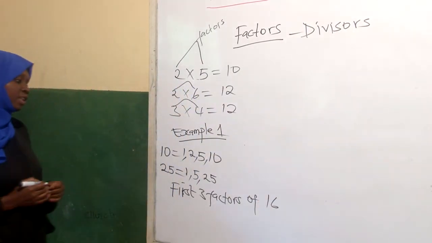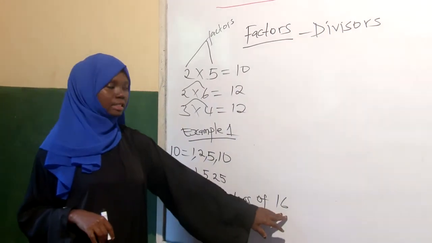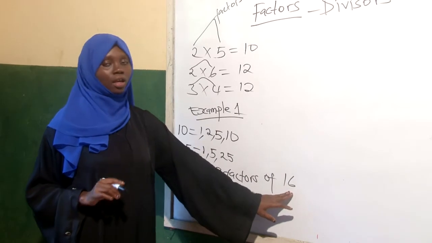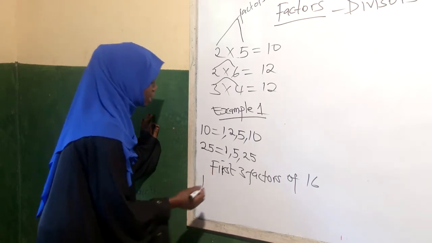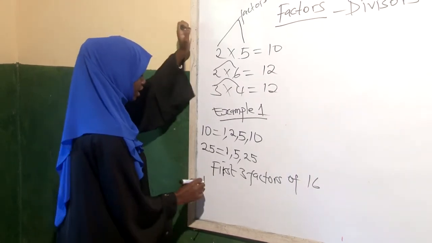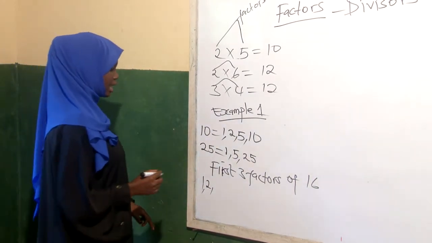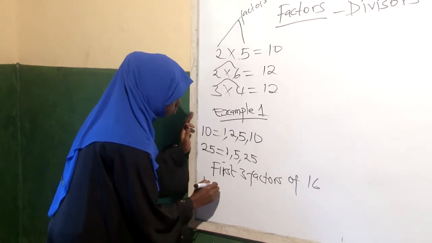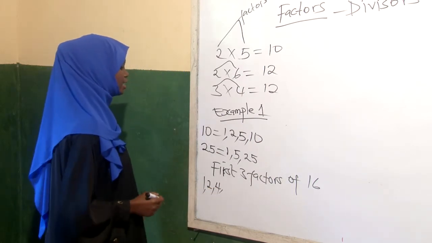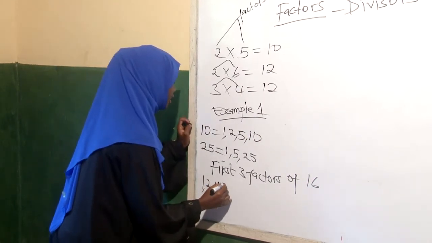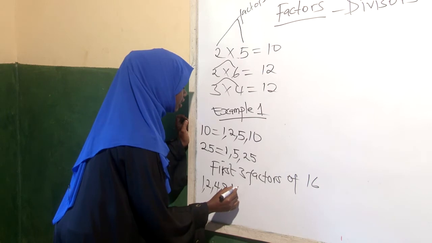Of 16. So we are going to look at the numbers that you can multiply in order to get 16, or the numbers that can divide 16 without a remainder. So the first number is 1, because 1 times 16 we get 16. And then we have number 2, because 2 times 8 we get 16. And then we have 4, that is 4 times 4 we get 16. And then we have 8, because 8 times 2 we get 16. And then we have 16.